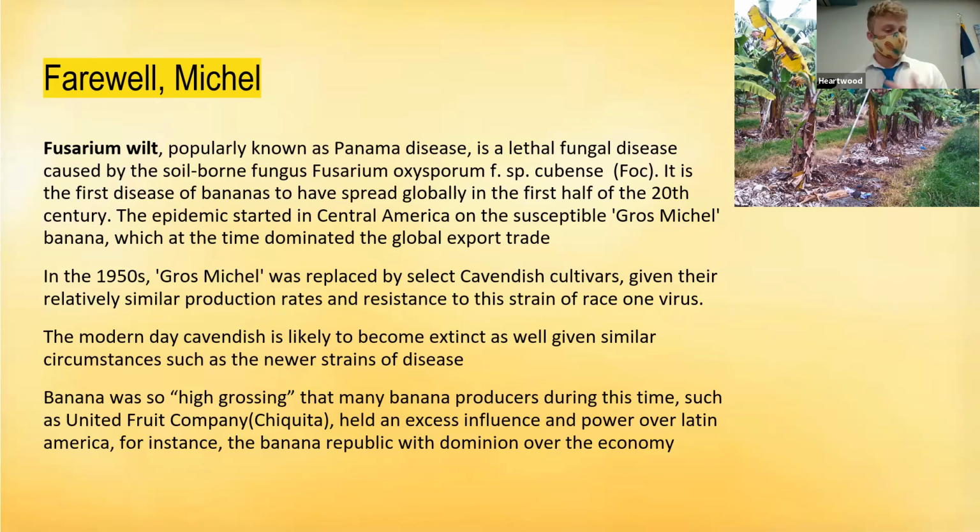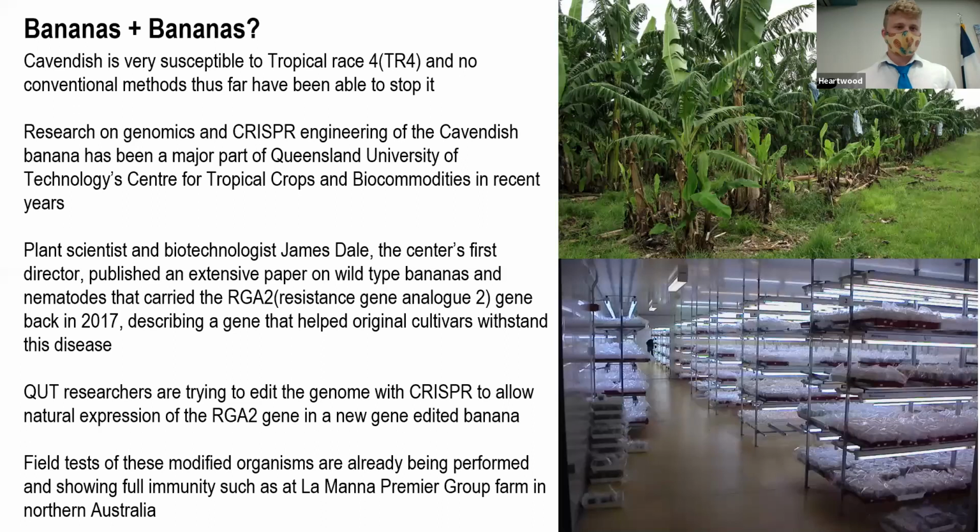With so many of these plantations being infested, fruit companies sought any consumer-friendly banana that was resistant enough to survive these conditions. That is why they chose the Cavendish. The Cavendish, however, is very susceptible to tropical race 4, which is another substrain of the type of fungus that lives in the soil. And no conventional methods so far have been able to stop this strain. So we turn to biotechnology.